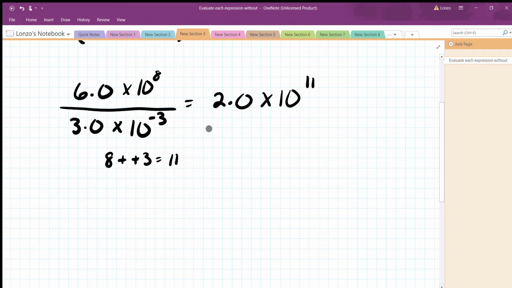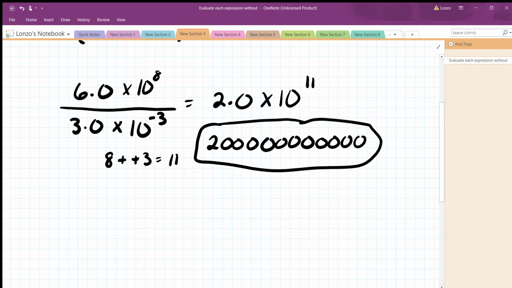So it's 2.0 times 10 to the 11, which is, when you move the decimal 11 places, you're going to get this really big number. There are going to be 11 places, so it's going to look like this. 1, 2, 3, 4, 5, 6, 7, 8, 9, 10, 11.